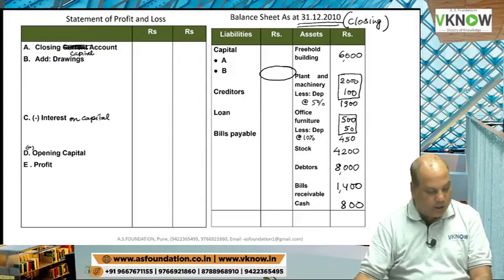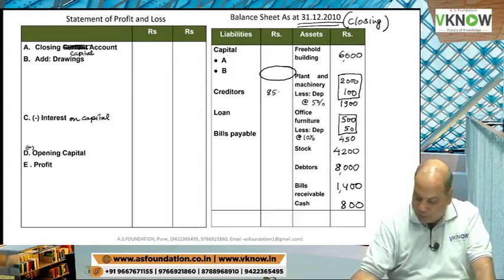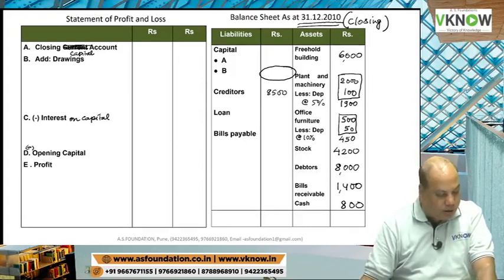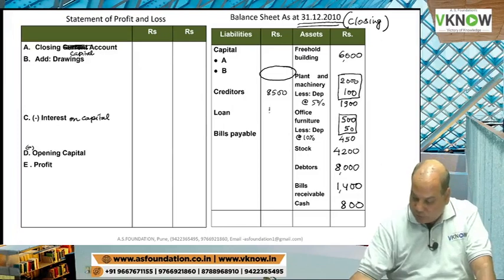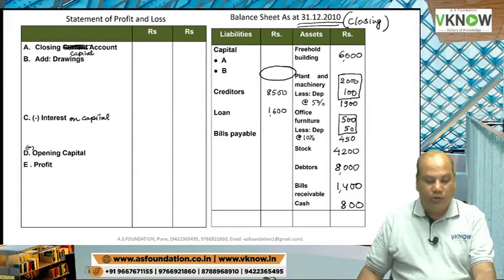Now we'll write down creditor on open account. Creditor on open account is 8,500. Creditor on loan account is 1,600.